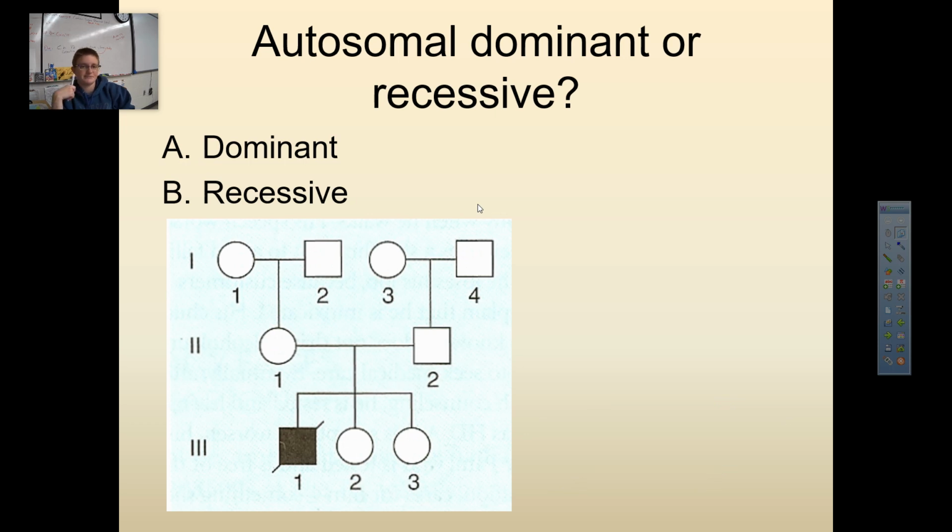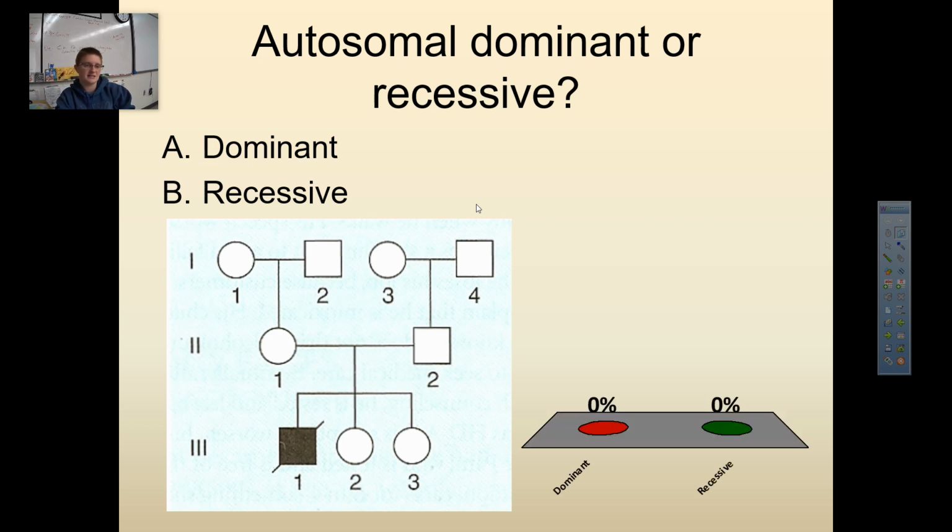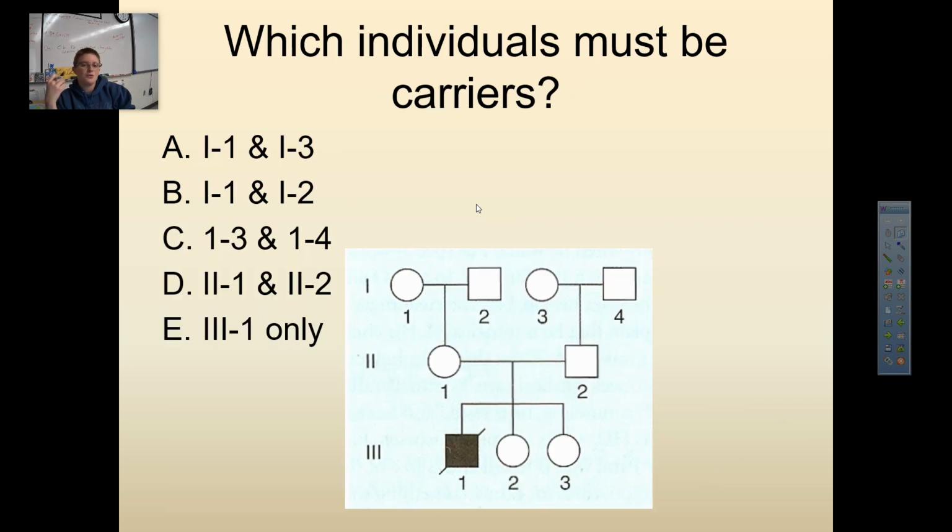Okay, what about this one? Dominant or recessive? Yeah, we definitely have a recessive trait because it's like, oh, look, the trait all of a sudden just pops up out of nowhere when your parents didn't have it. Okay, so which individuals in this pedigree must be carriers? Who must have passed it on, right? Who must carry the bad gene?